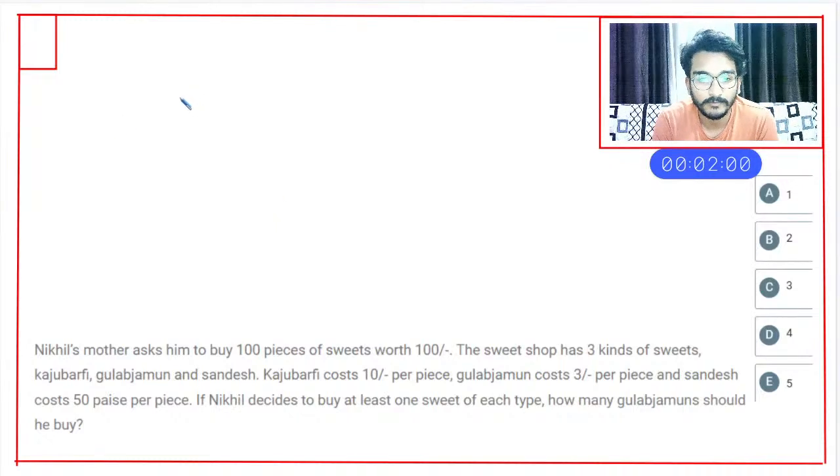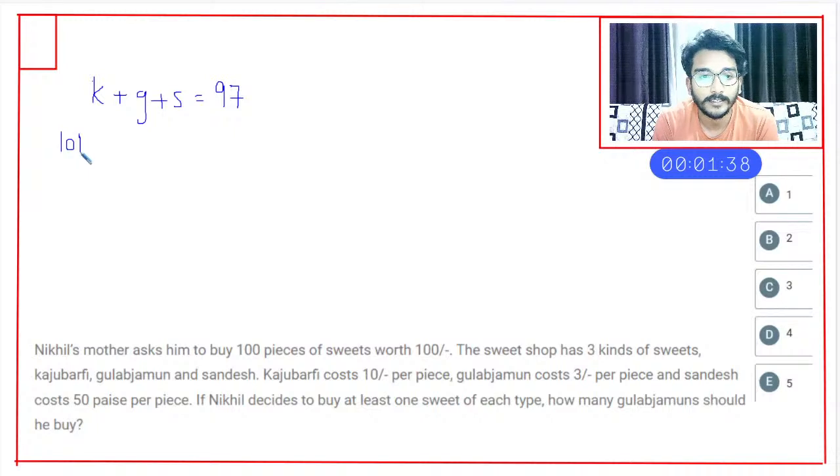So we can say that these are काजू बर्फी, these are गुलाब जामुन and these are संदेश. टोटल वो एक एक आइटम सबका खरीद चुका है. उसको 100 आइटम खरीदने थे, तो 97 आइटम्स are the remaining. 97 और खरीदने हैं. So this is the quantity I have balanced. Now I will balance the amount.